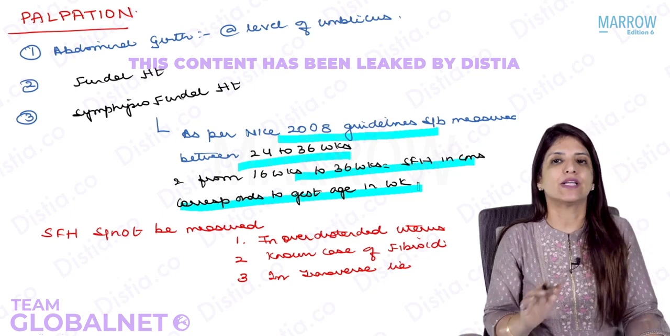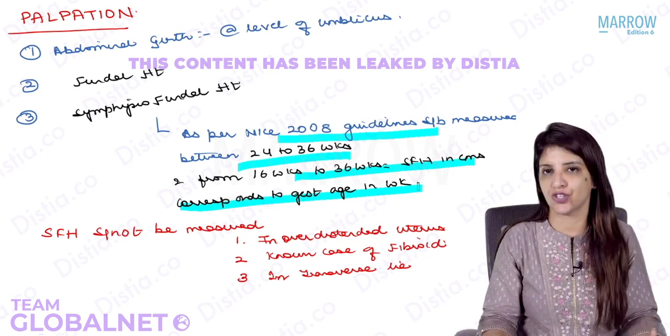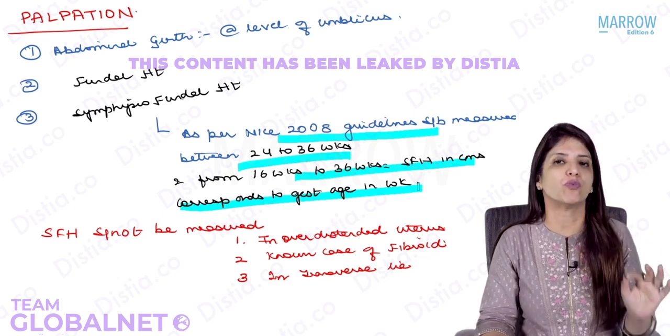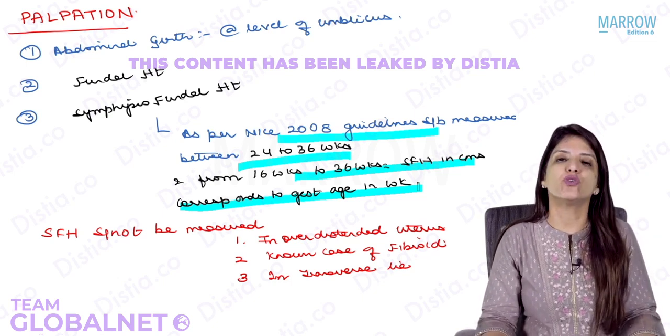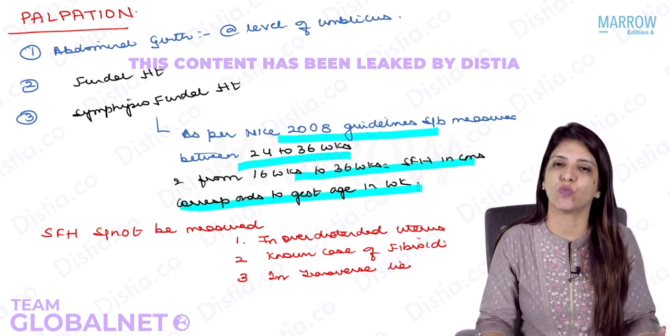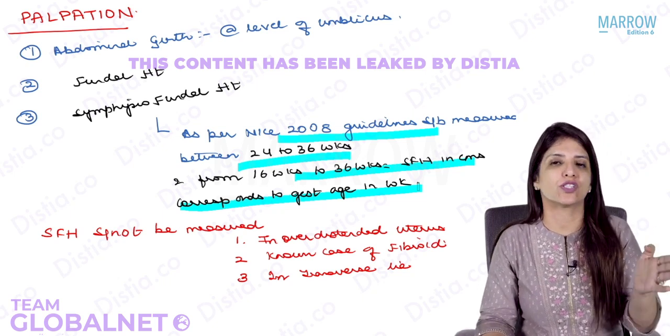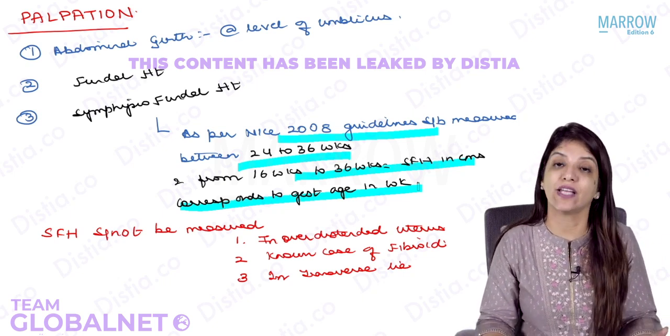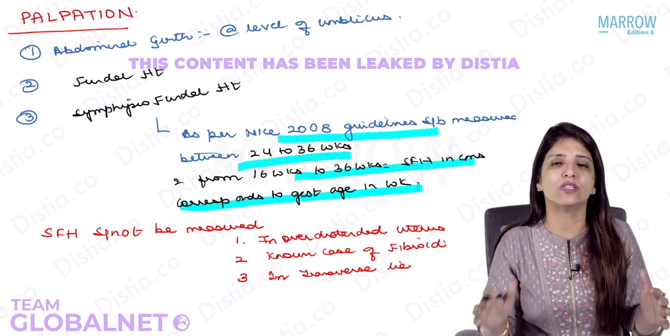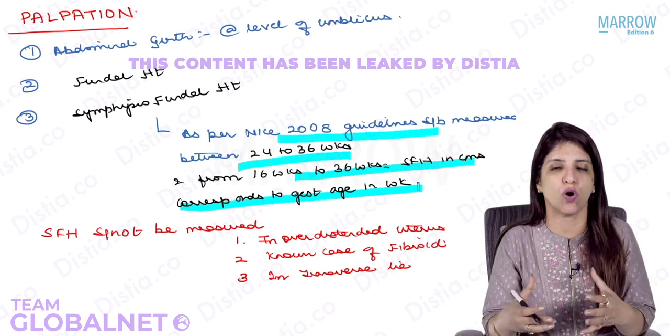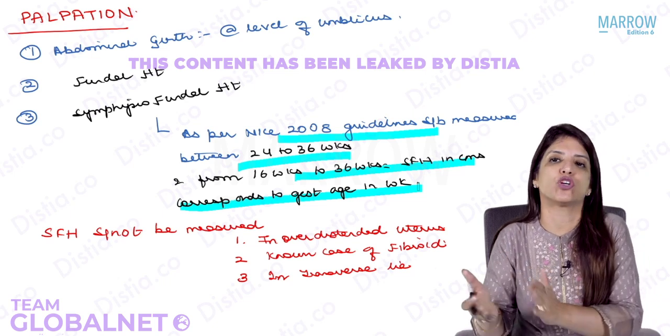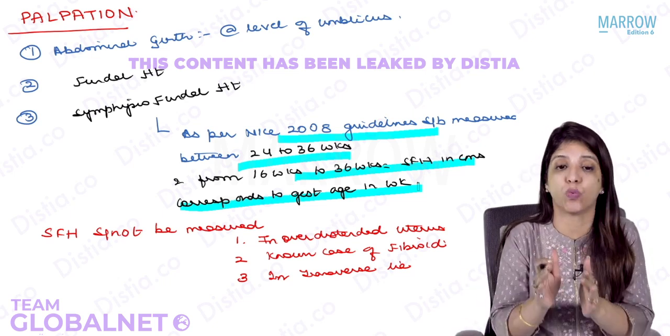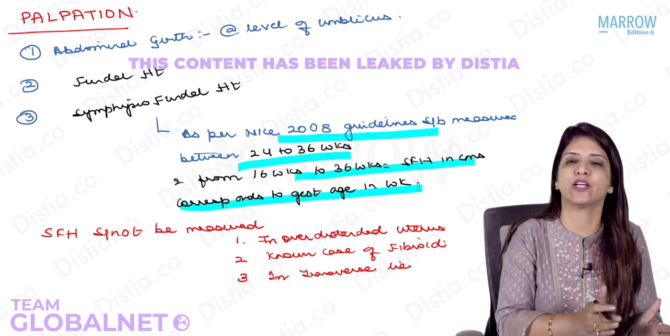Right? Now your examiner can ask you, are there any conditions in which you shouldn't be measuring symphysiofundal height? And a common mistake which you people make is that you start telling all those conditions where height of the uterus does not correspond to the gestational age. You start enumerating those reasons, and then your examiner is going to tell you that no, these are the causes of height of the uterus not corresponding to gestational age. What I am asking is, are there any conditions where your symphysiofundal height should not be measured?